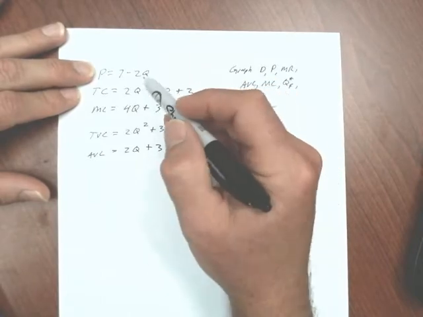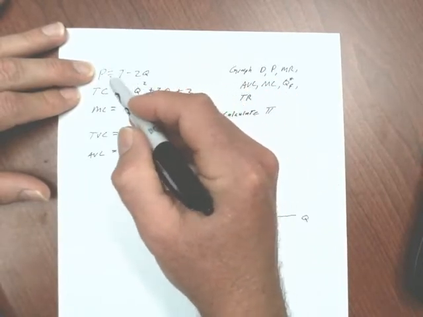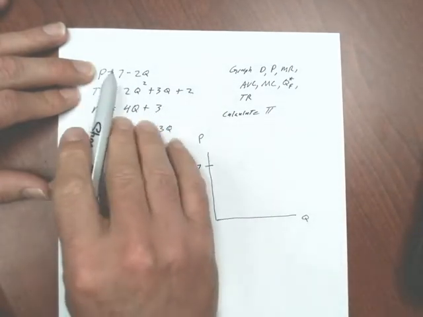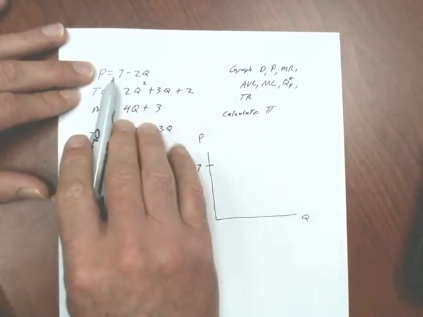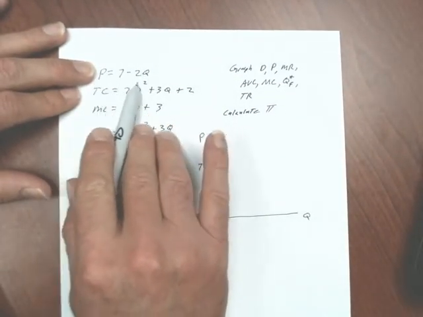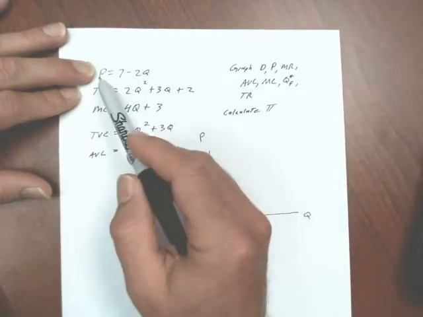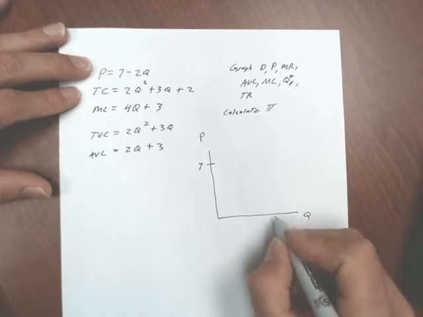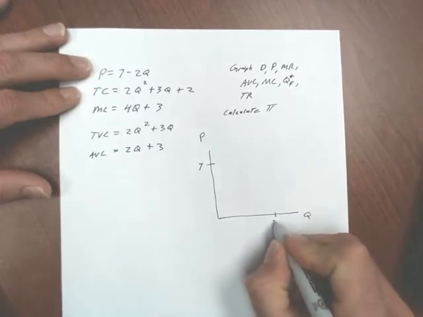First, let's graph demand. Well, we have inverse demand here, so we can do that right off the bat. When Q is 0, P is 7. So you notice the price is no longer constant. When P is 0, Q is 7 halves.